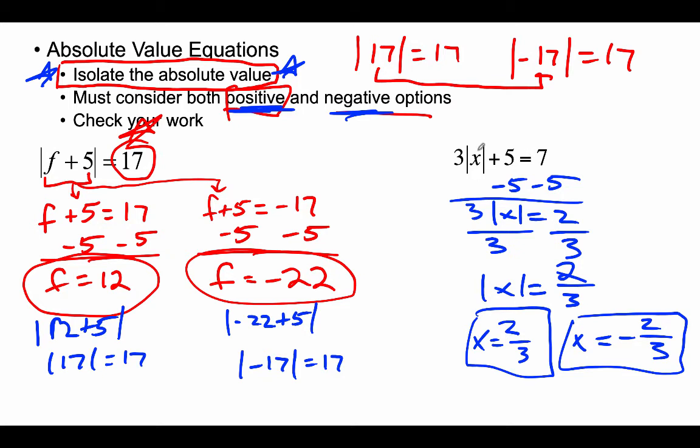2/3. Apply the absolute value. 3 times 2/3 is 2. 2 plus 5 is 7. Negative 2/3. Apply the absolute value. 2/3 times 3, positive 2 plus 5 is 7. We are good. Okay? Two answers. Let's keep going.